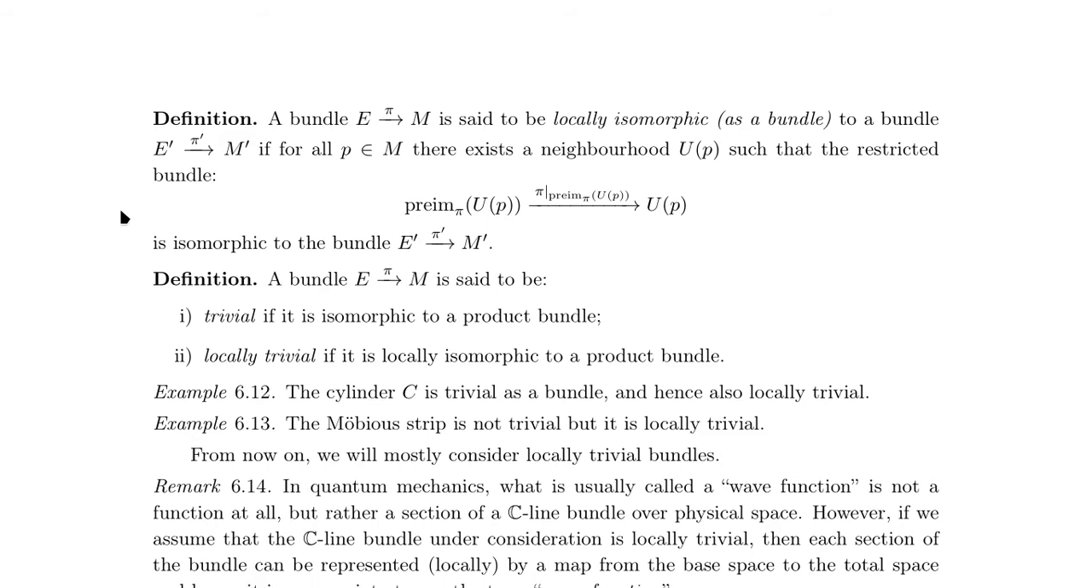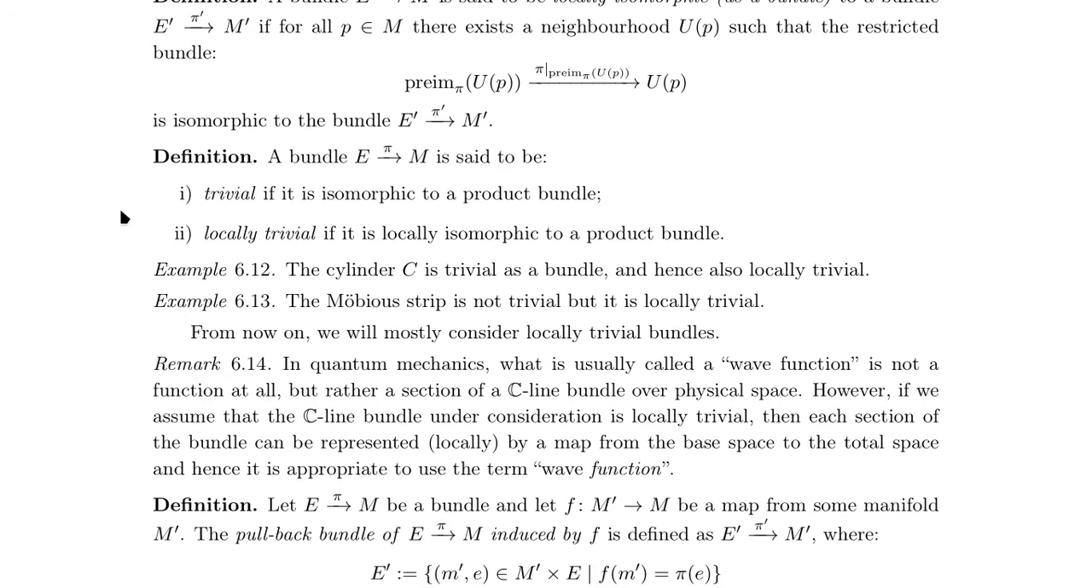There's something else that happens locally between bundles, something called local triviality. A bundle is said to be trivial if it's isomorphic to a product bundle, right? So if your bundle has an isomorphism to a product bundle, then it's trivial. And a bundle is said to be locally trivial if it is locally isomorphic to a product bundle. So that if you restrict your bundle, then it's isomorphic to some product bundle, making it locally trivial.